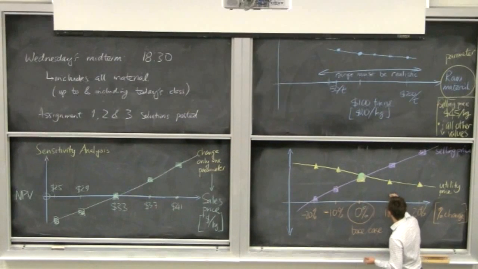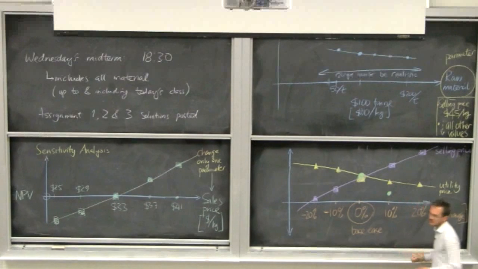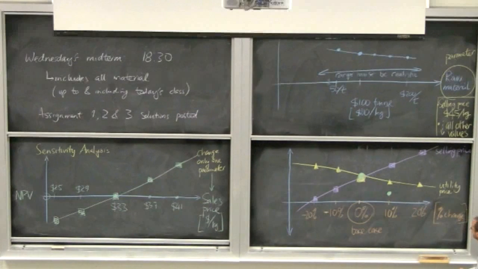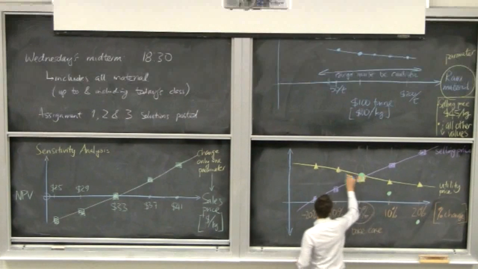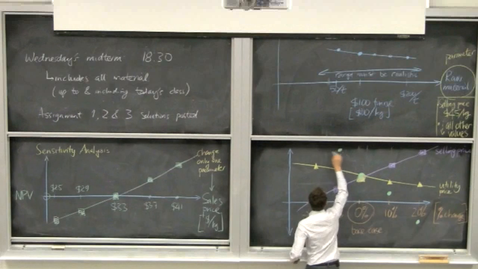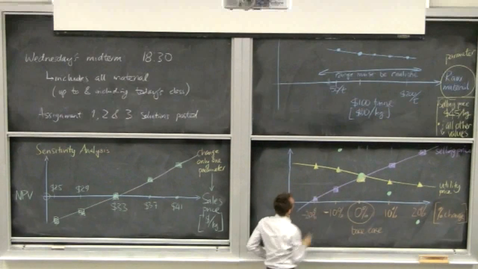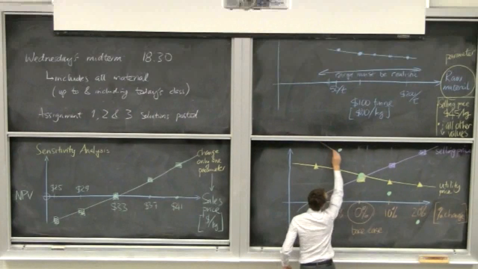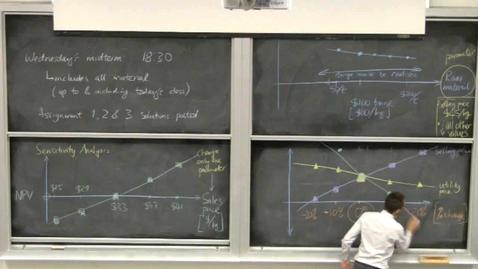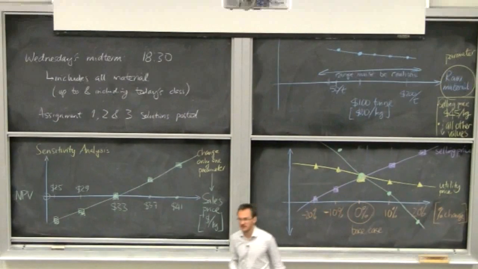It might be that for this particular project, the NPV drops quite substantially. And if capital costs had to go up by 20%, I would land up over here. If capital costs drop by 10%, I would land up over there, and then 20% further still. Okay, so what we essentially get is a very steep curve this time for capital costs.